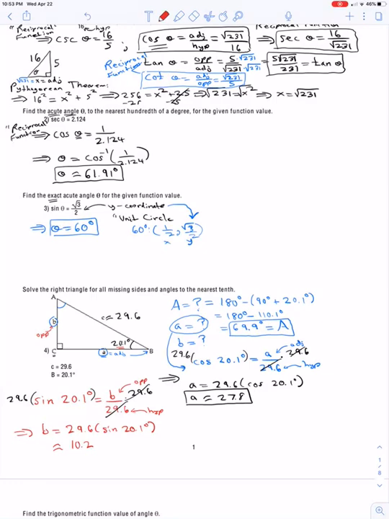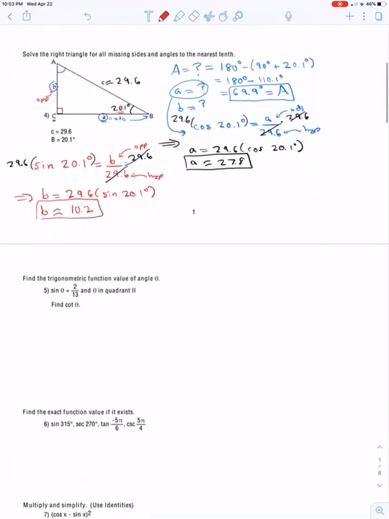So 10.2 as we round that off, right, for side B. Right, so there's B, and again, that's all 6 parts. So we've got the 3 missing parts now found. We've solved it. So there's our solution to our triangle. All right.